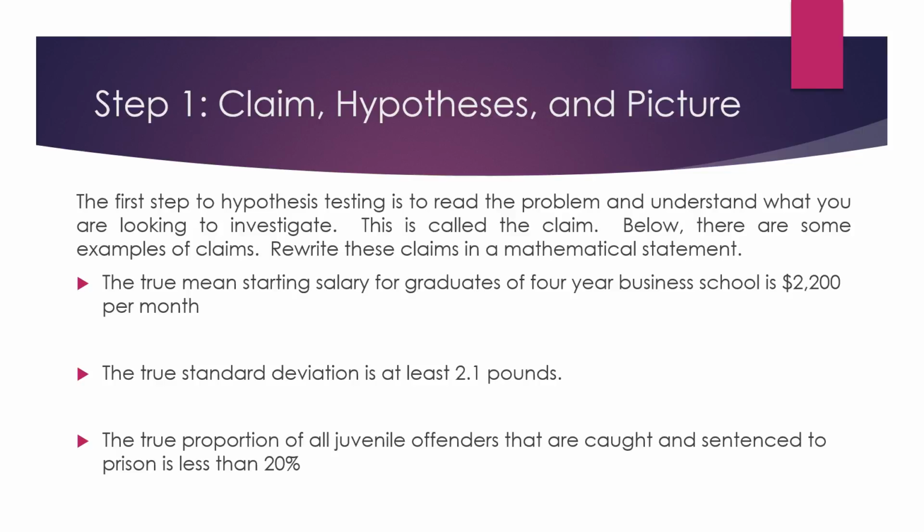So the first bullet, the true mean starting salary, which is another way of saying the population mean. So the true mean is the actual mean if we had every piece of information ever. For graduates of 4-year business school is $2,200 per month. So we need a symbol for the true mean, which would be mu. We're saying that it is $2,200, so that would be an equal sign. So the true mean starting salary for graduates of 4-year business school, mu is equal to 2,200.